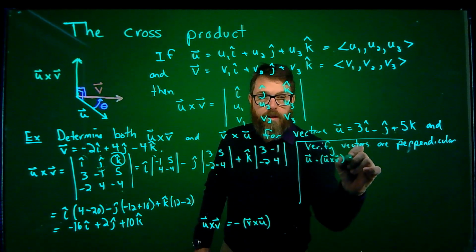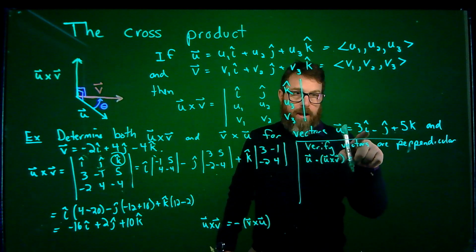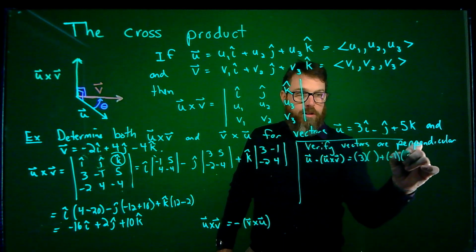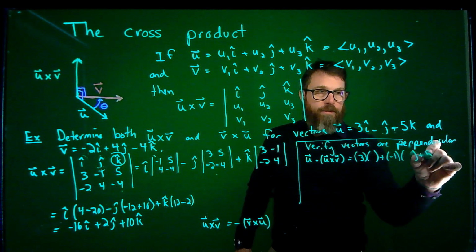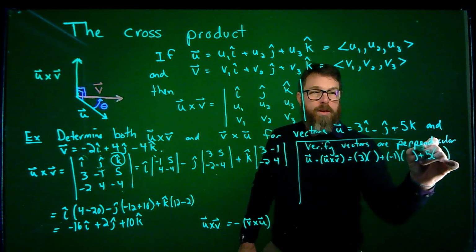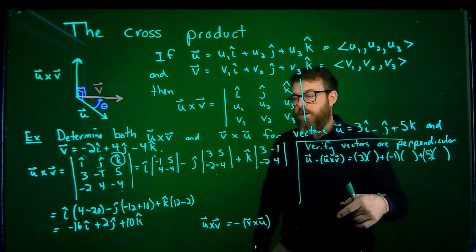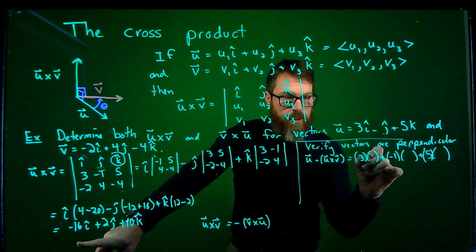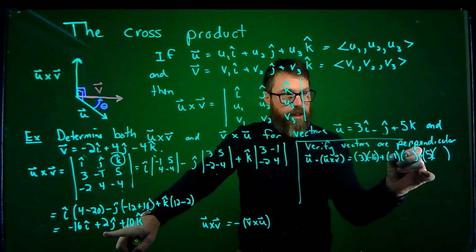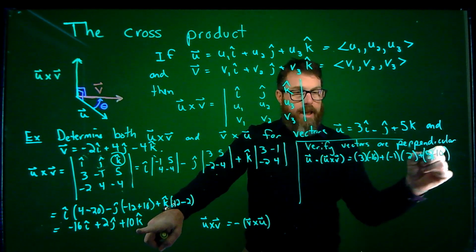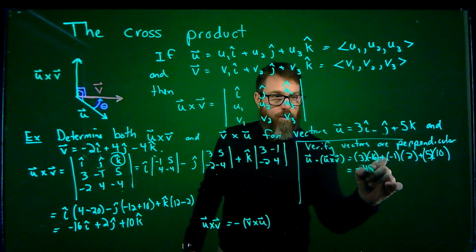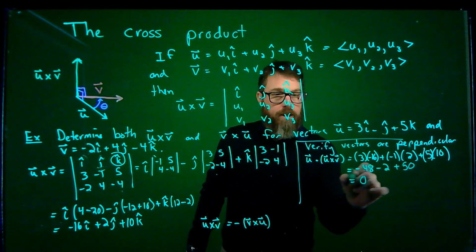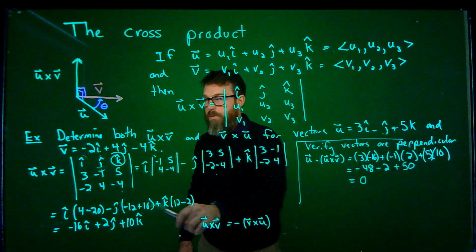Well, u is going to be 3 times u cross v, plus -1 times u cross v, plus 5 times u cross v. Remember that when we take a dot product, you multiply their corresponding components and then add those products together. So 3 times -16, -1 times 2, and then 5 times 10. So this is minus 48, this is minus 2, and this is plus 50, showing us that we do get 0. So that verifies that u is perpendicular to u cross v.